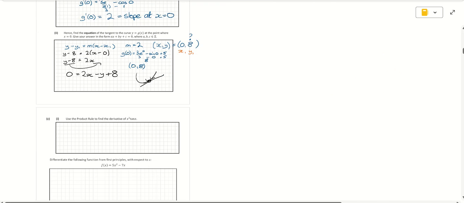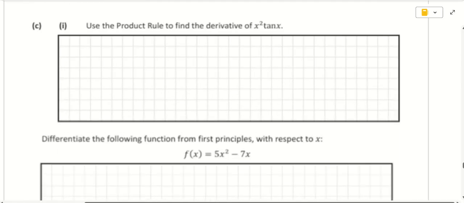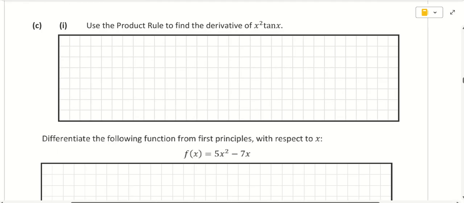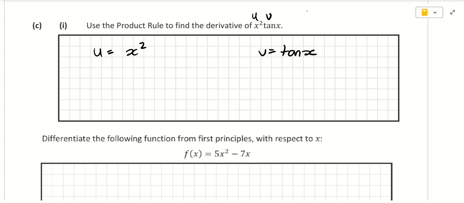Right. Oh, and there's two more parts to the question here. So we've got the product rule. Again, with the product rule, you've got two parts, u and v. So we've got u equals x squared, v equals tan x. And the product rule is basically u times the derivative of v plus v times the derivative of u. So let's get the derivative of u, which is just 2x, and the derivative of v, which is just going to be sec squared x.